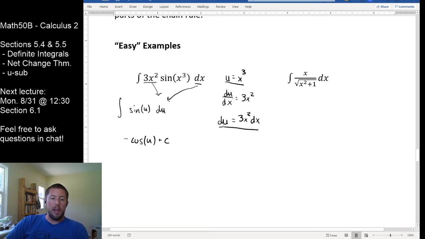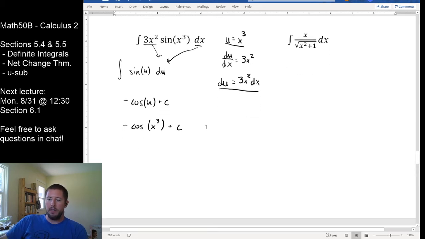So I've done the calculus, right? The variable swap helped us do the calculus. Now I'd like to get back into x land where we started this problem, and that's easy. I just want to swap back out u for x cubed. Negative cosine of x cubed plus c. We get our plus c because this is an indefinite integral. We didn't get any bounds of integration.